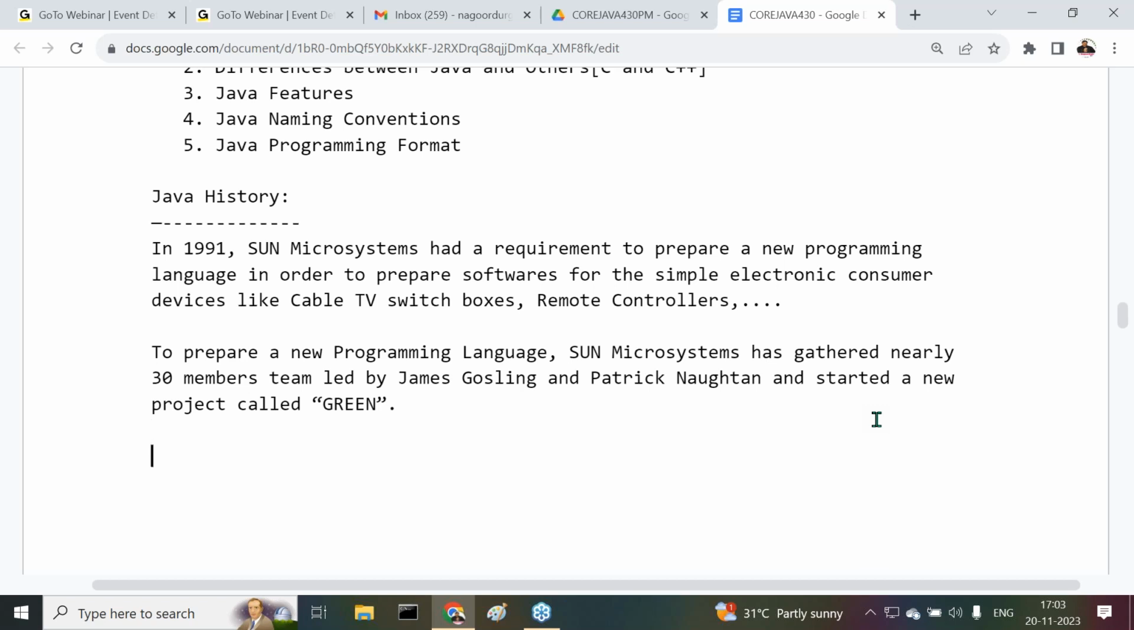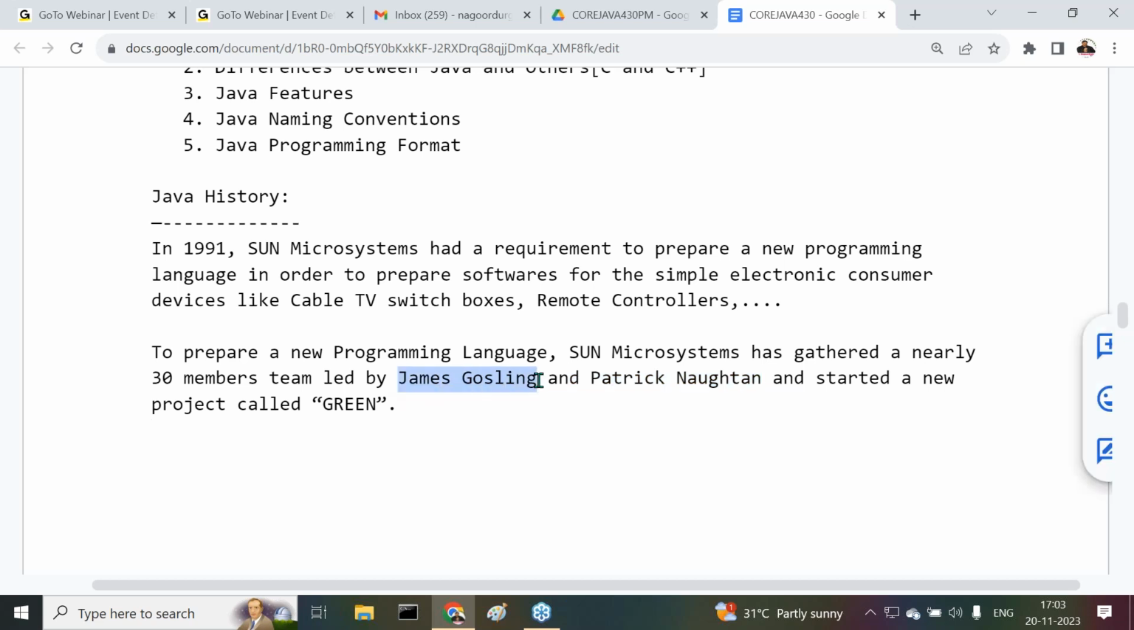The name of the project is Green. Under this Green project, Sun Microsystems wants to prepare a new programming language. To prepare this new programming language, how many members were gathered by Sun Microsystems? 30 members, led by James Gosling and Patrick Naughton.